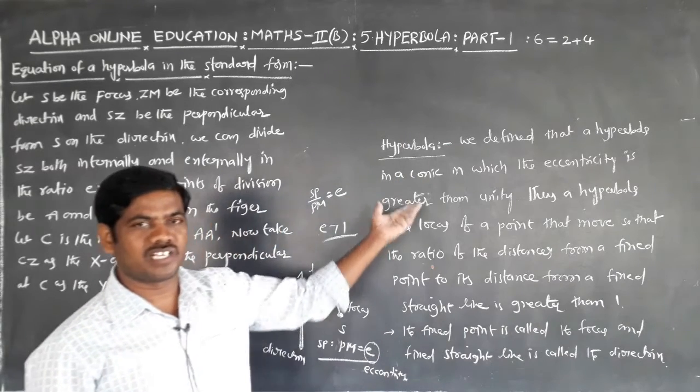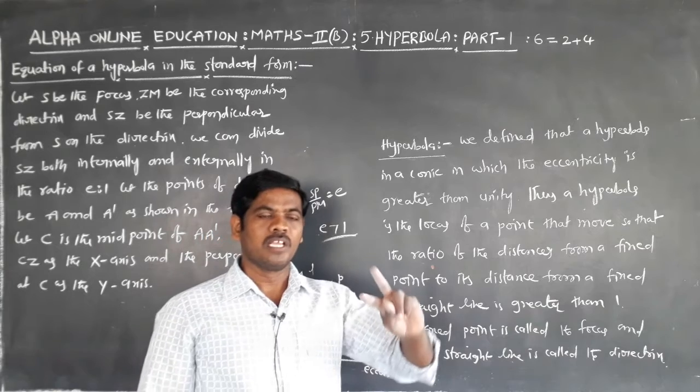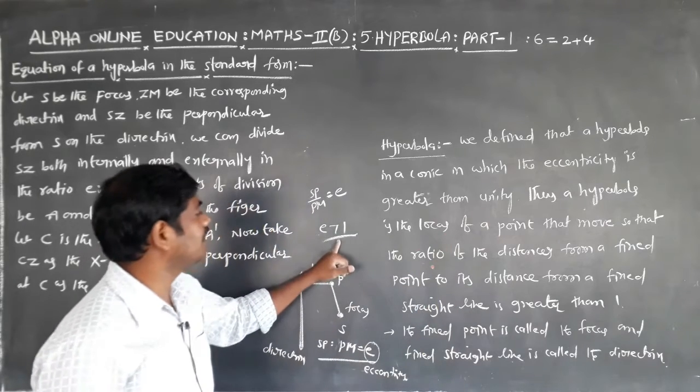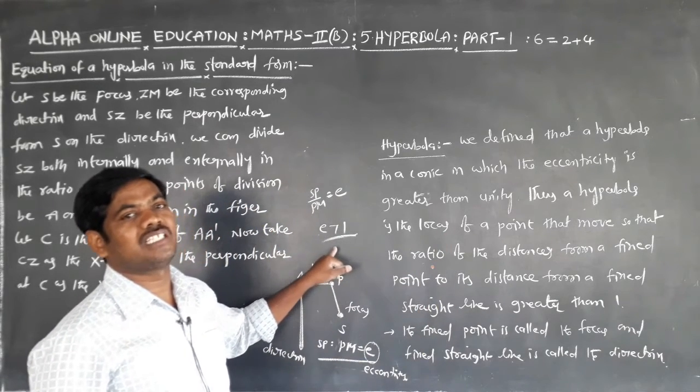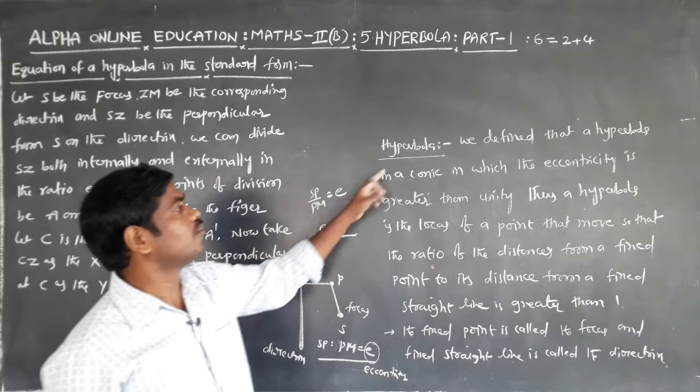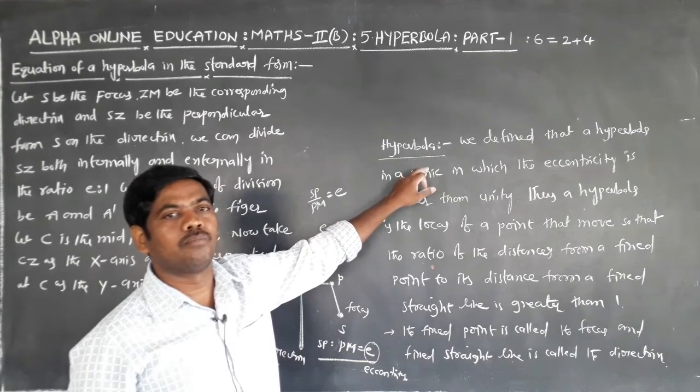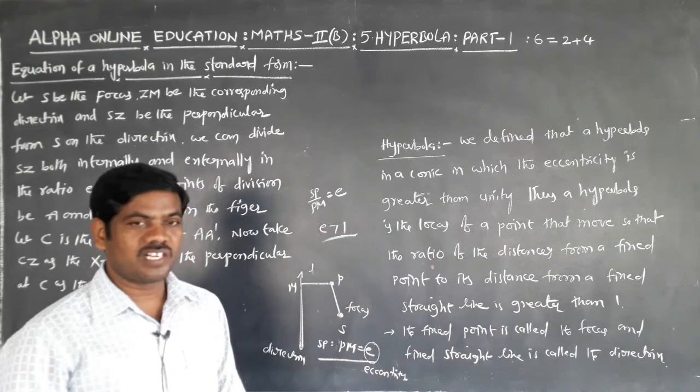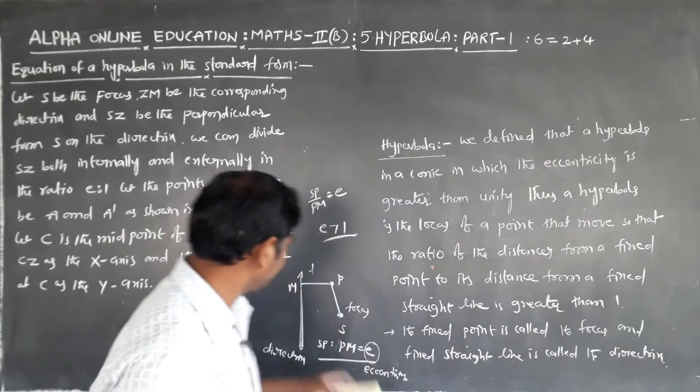This is the definition of the hyperbola: if the eccentricity is greater than unity, the conic is called a hyperbola.